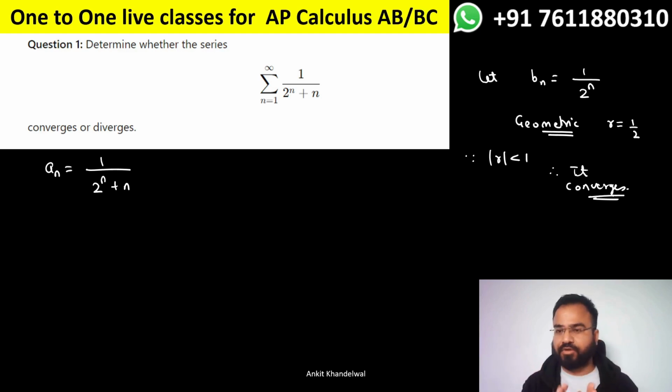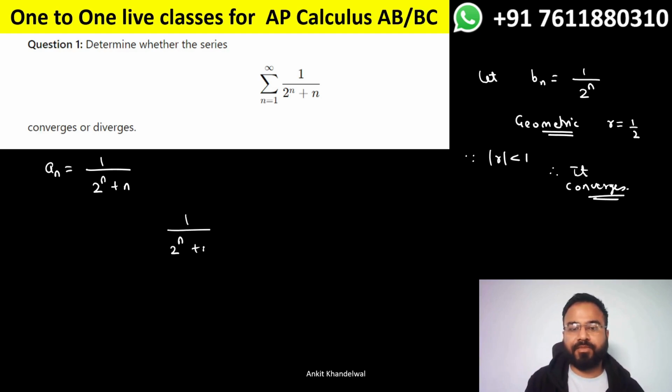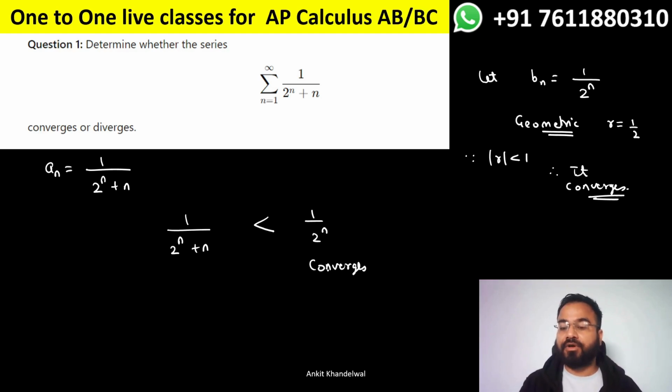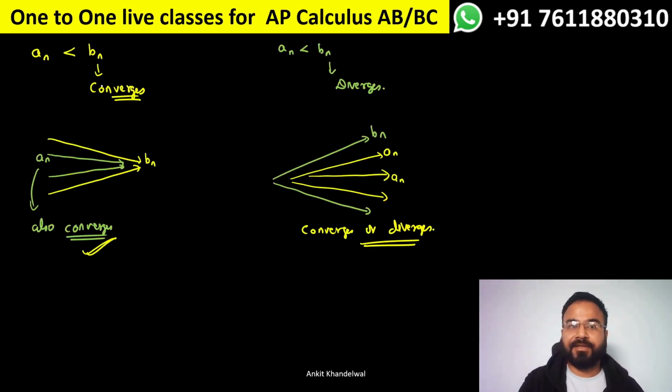Now I have to compare both of them. Which one is greater, which one is smaller? So you can write like this, 1 upon 2 power n plus n, and this is 1 upon 2 power n. In both of them, the numerator is same. In the denominator, for an it is larger. If the denominator is larger, it means that the complete fraction will be smaller. So bn is greater, and we know that bn converges. Right? So if the greater one is converging, the only possibility is that the smaller one has to converge.